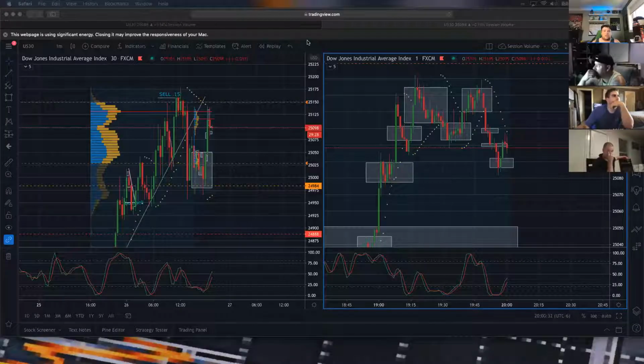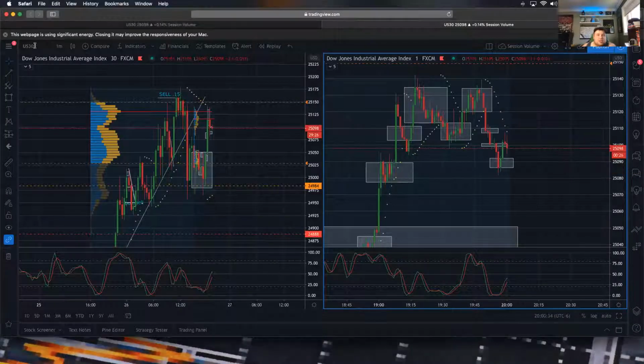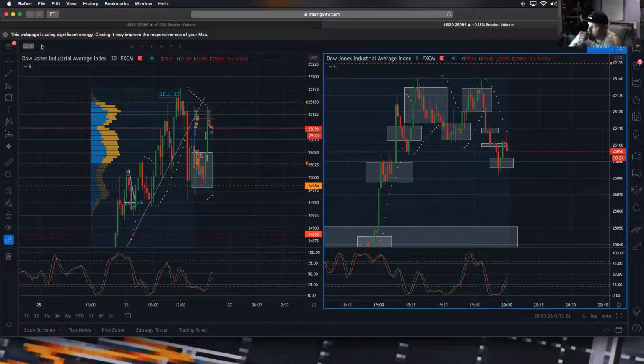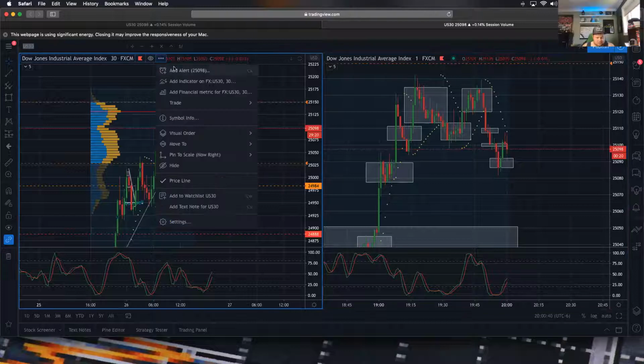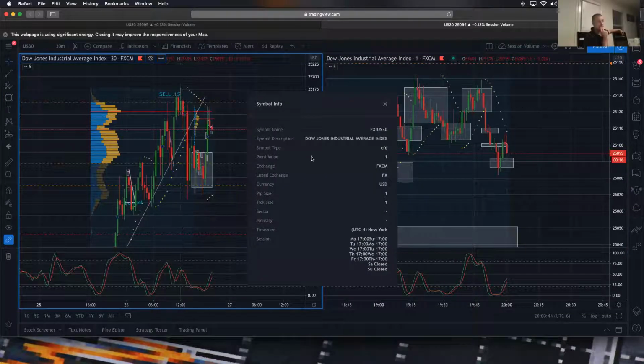Hey, Kyle, question for you. Does yours say, because there's two different ones for the US30 Dow Jones, because there's Currency.com Lev, and then there's this Currency.com. So if you go into your, yeah. No, his is FXCM. Okay. I'll type in US30. Symbol info. There you go.